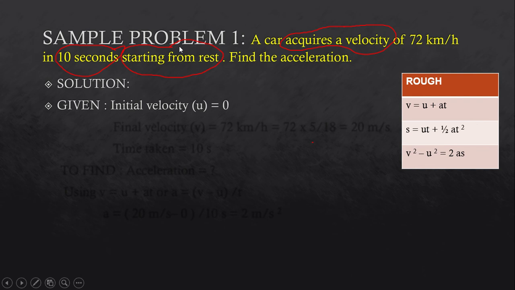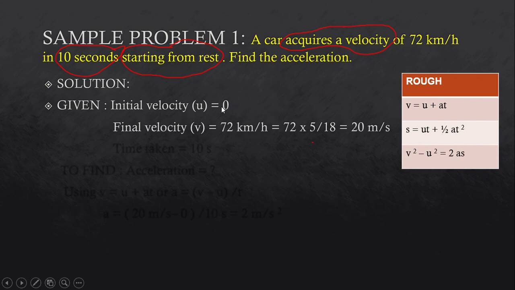This is the very first clue we are getting here, that initial velocity u equals 0. Then a car acquires a velocity, as I have already told you, this is about the final velocity. So final velocity is 72 km per hour. But you can see in the very next line it is written it acquires a velocity of 72 km per hour in 10 seconds. 10 seconds is the time given here.